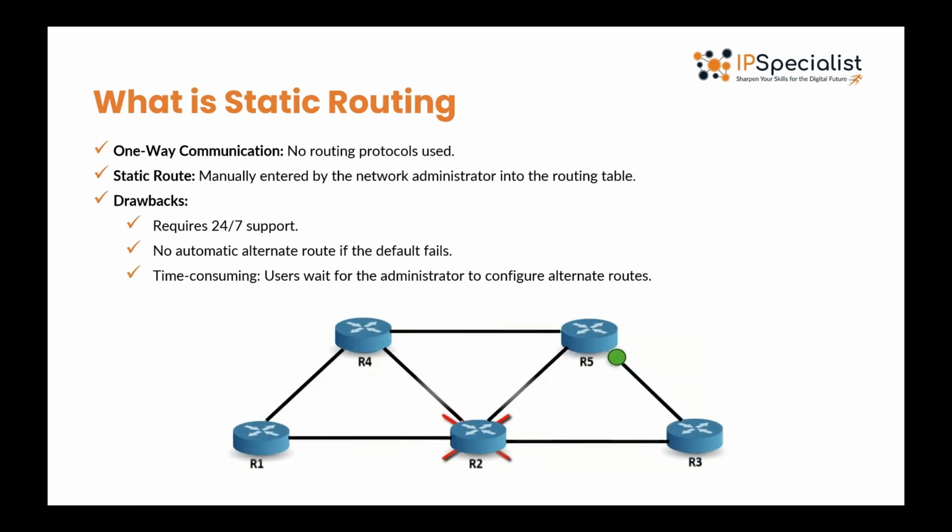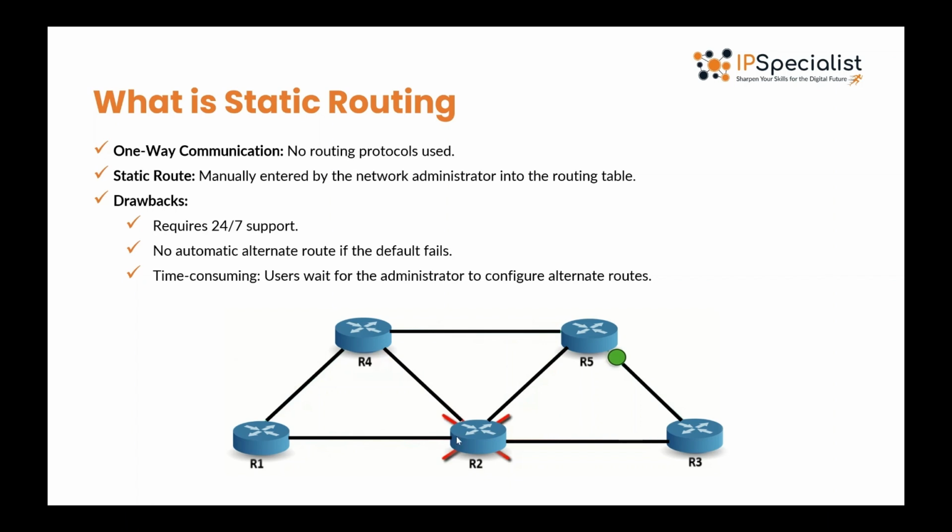Let's take this diagram as an example. Imagine you have a network with 5 routers and all are connected. Let's say you want to send some important data from router 1 to router 3. You have set up a route where router 1 sends the data to router 2 and then router 2 forwards it to router 3. This is called static routing. You manually tell the routers where to send data packets.